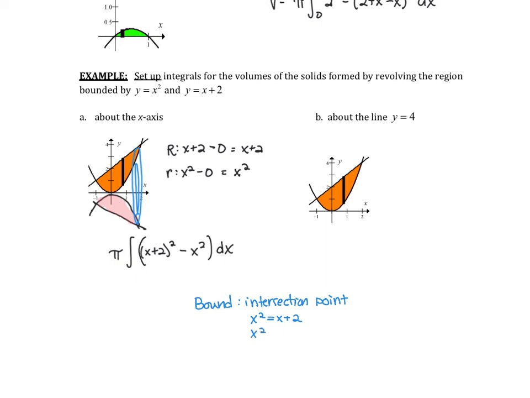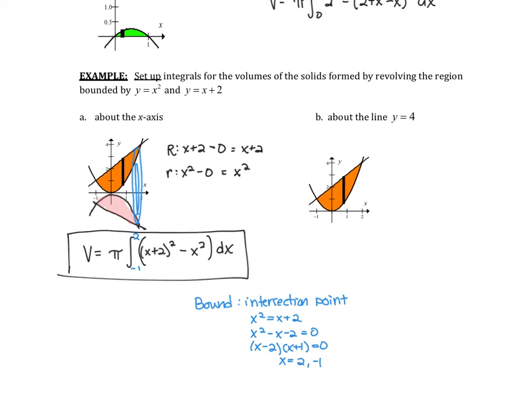So here we get x squared minus x minus 2 equals 0. Factoring, we get x minus 2 times x plus 1 equals 0. So I know my bounds of integration are 2 and negative 1. So when I fill those in for my bounds of integration, I now have a complete volume formula for this particular function. Okay, hit pause and try the last one in case you haven't already done so.